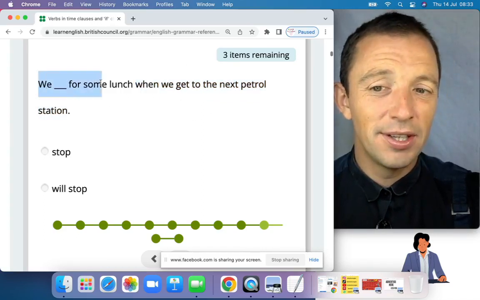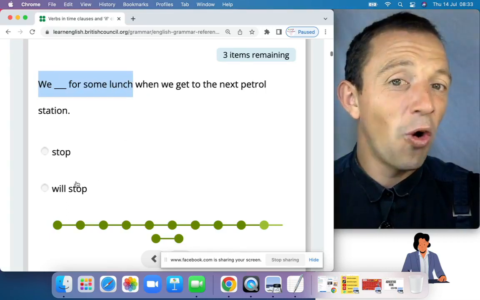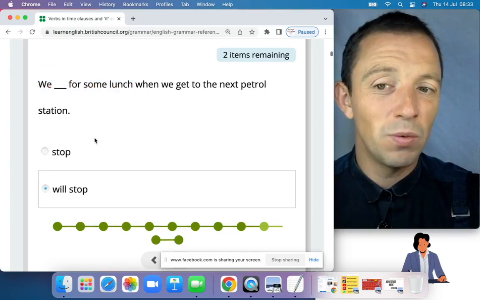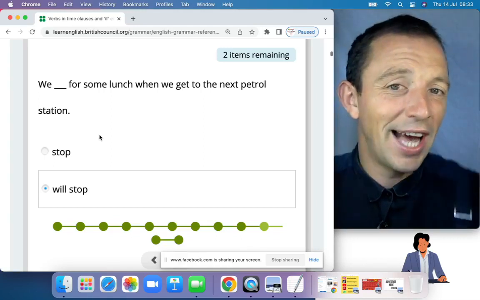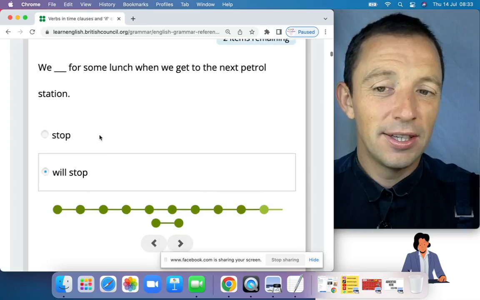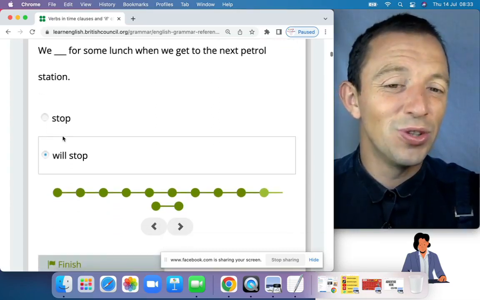Therefore, the first clause is generally in the ordinary future. We will stop for some lunch when we get to the next petrol station. For me that looks good and that seems to be perfect. The first example here is a little peculiar and a little strange to use.